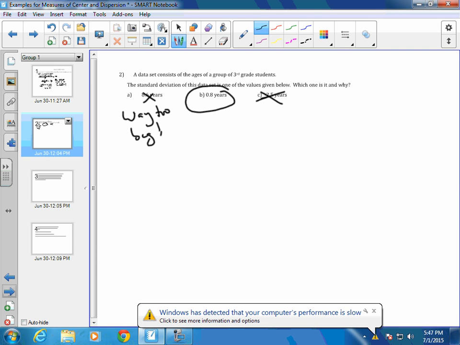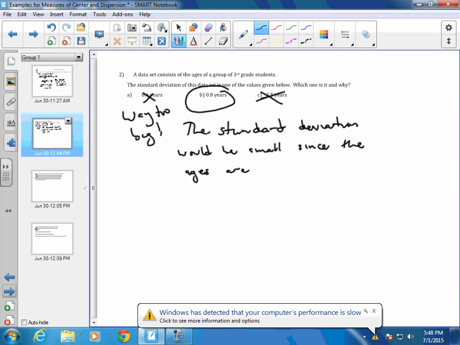So I'm going to say, it says which one is it and why. The standard deviation would be small since the ages would all be very close. They'd all be very close to the mean age, so it's got to be a small value.